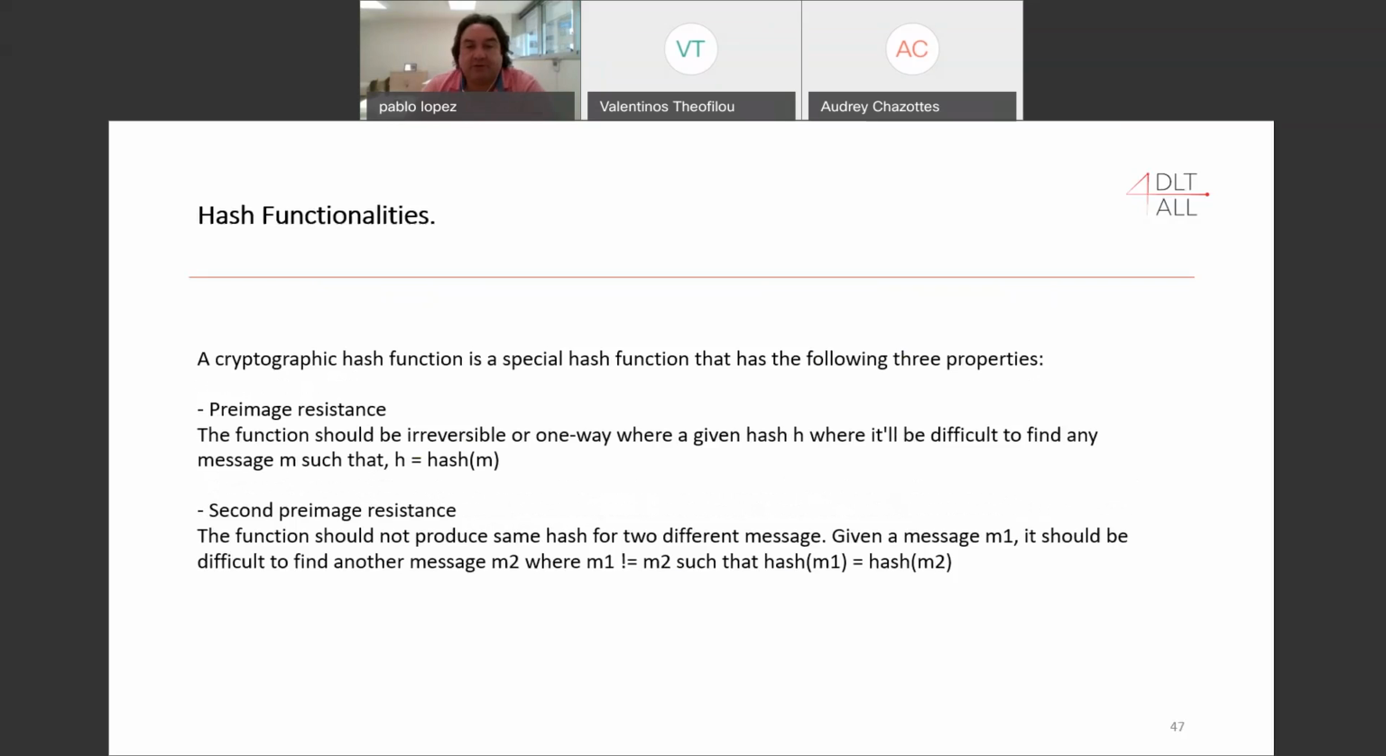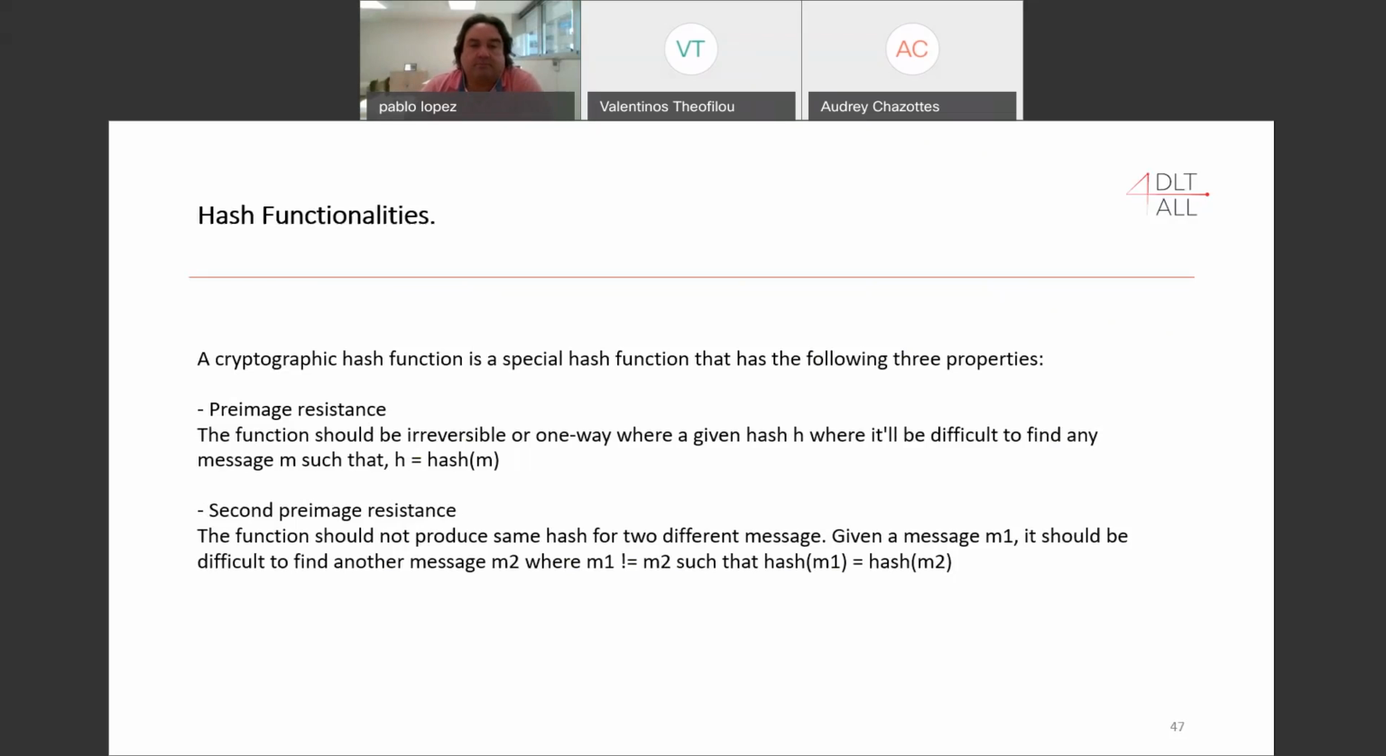Cryptographic hash function is a special hash function that has three properties. Pre-image resistance: the function should be irreversible or one way, where given a hash H, it will be difficult to find any message M such that H equals hash of M, where M is the message.